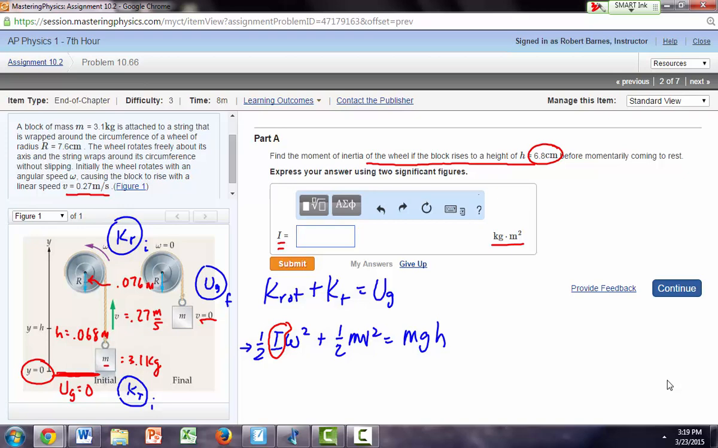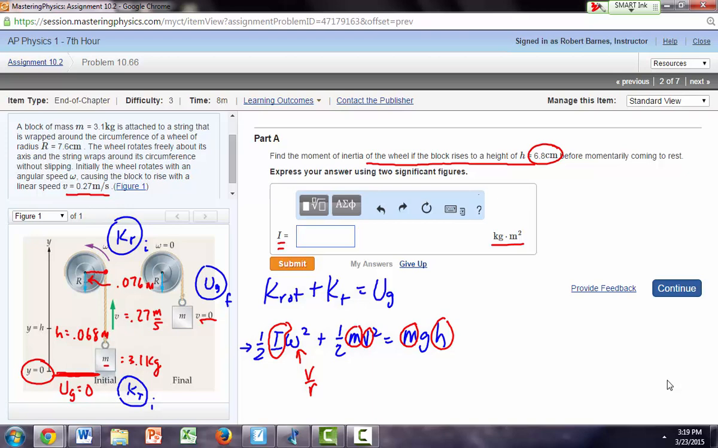I've got my linear velocity v. My linear velocity is given, so I know this term. I know the mass of my block, which are these terms right here. I've got h, so I know that. And omega is just v over r. And that's why they gave us the radius.